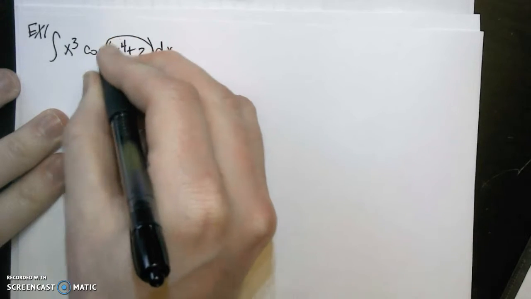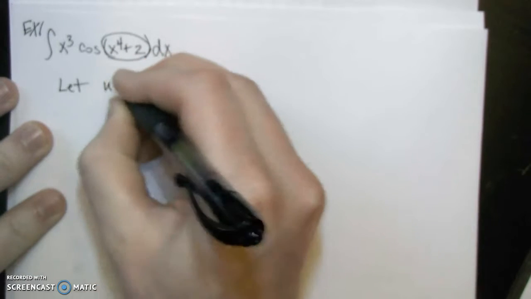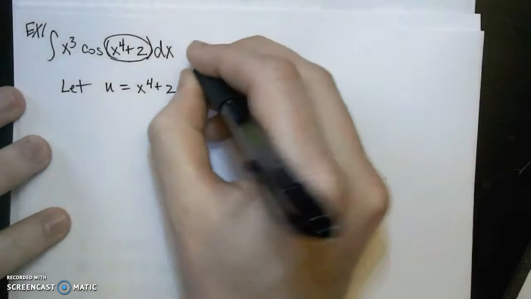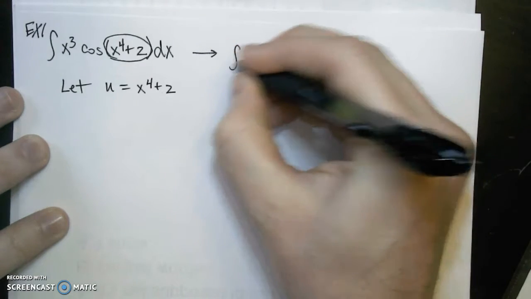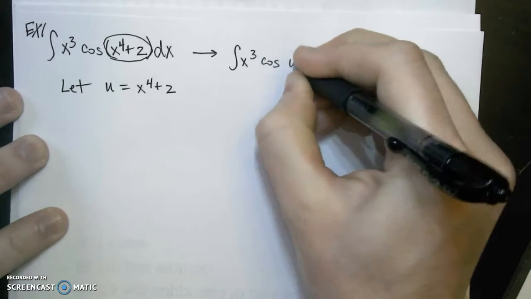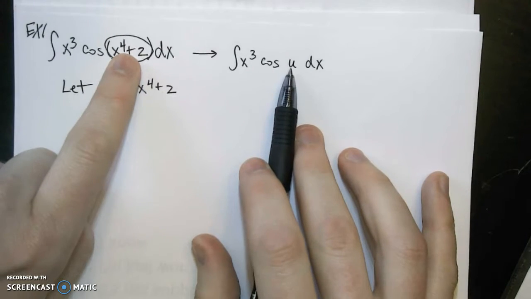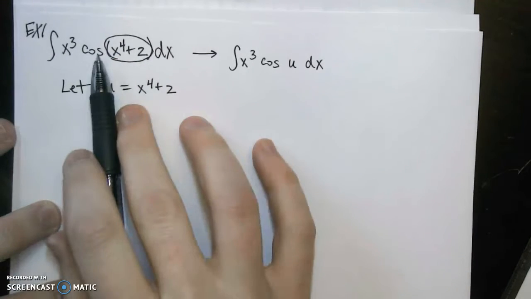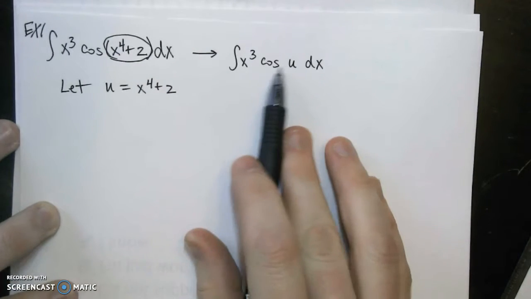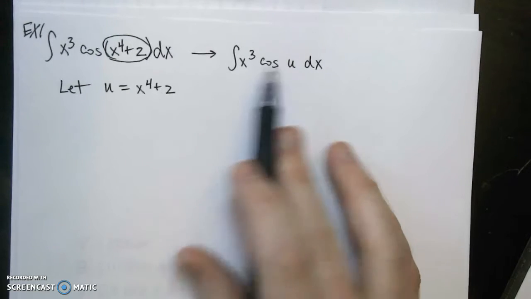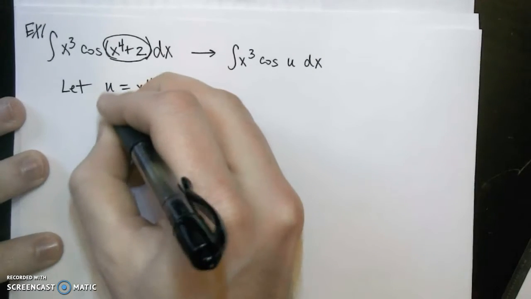So here, if I were to get rid of that, I'm going to say let u be x to the fourth plus 2. Then what that would do is change it into that. So even though it didn't change much, we got a difficult part of the problem changed into something really simple. Instead of cosine of something complex, I just have cosine u. And so the trick here is to find a u that has a du within the problem.